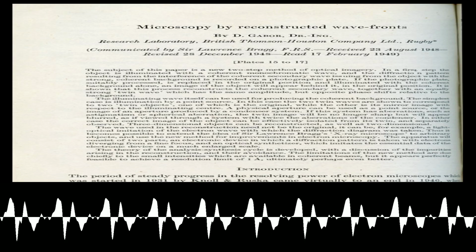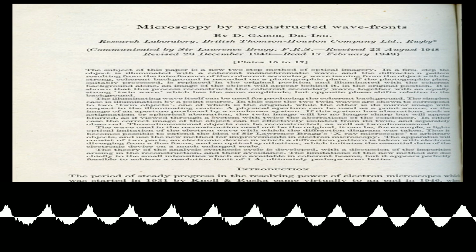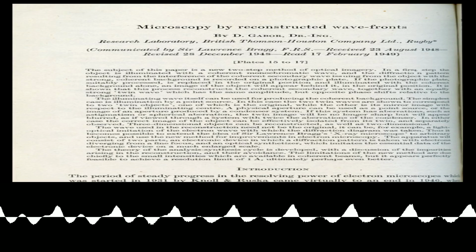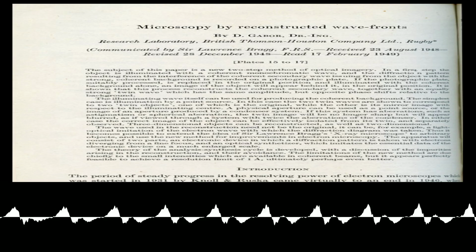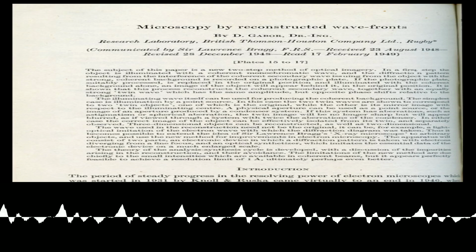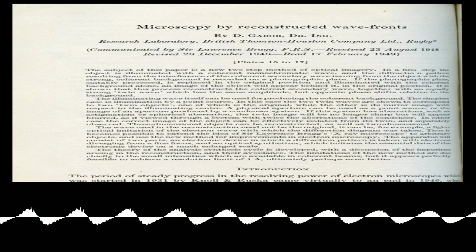Section 3. Experimental verification with optical microscopy. Having established the theoretical framework, Gabor presents experimental results obtained using visible light. He describes a simple experimental setup involving a mercury arc lamp, a pinhole aperture to enhance coherence, and a conventional optical microscope. He creates holograms of various microscopic objects and demonstrates that these holograms can indeed be used to reconstruct images of the original objects.